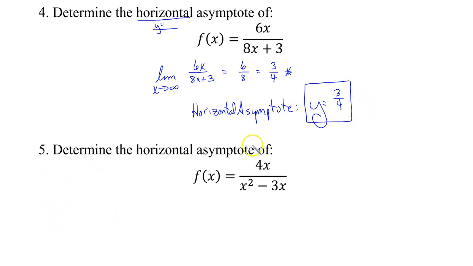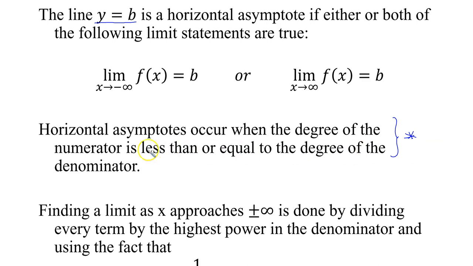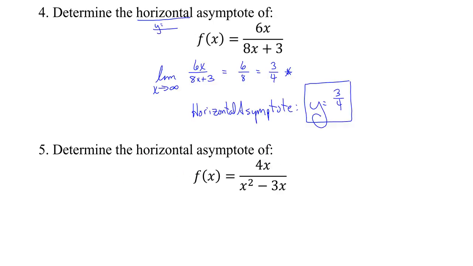All right, so number 5 here, we're trying to find again the horizontal asymptote of this function. So I have 4 times x over x squared minus 3x. Go back real quick to the previous slide. The degree of the numerator is less than or equal to the degree of the denominator. So what is the degree of the numerator? The degree of the numerator is 1. The degree of the denominator is 2. Is the degree of the numerator less than or equal to the degree of the denominator? And the answer is yes.